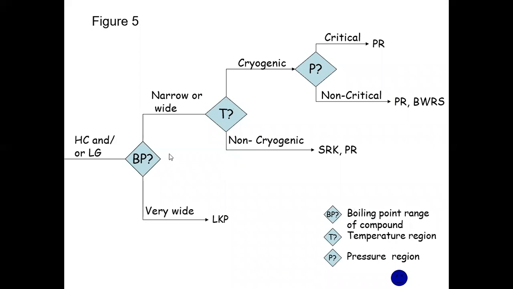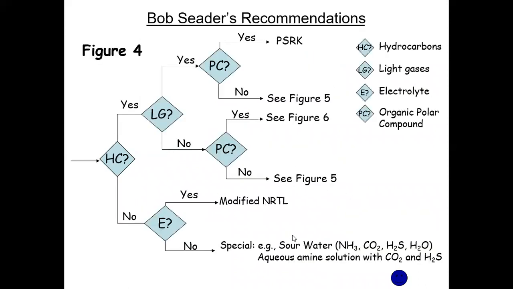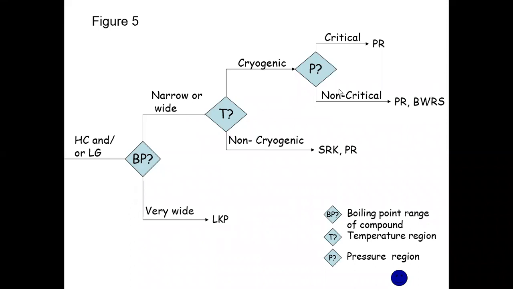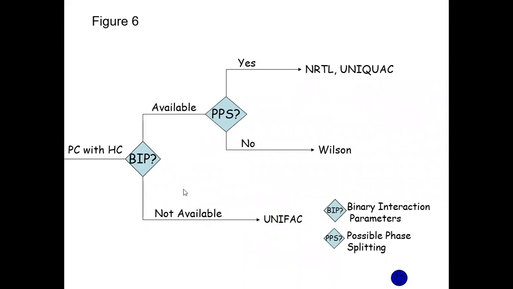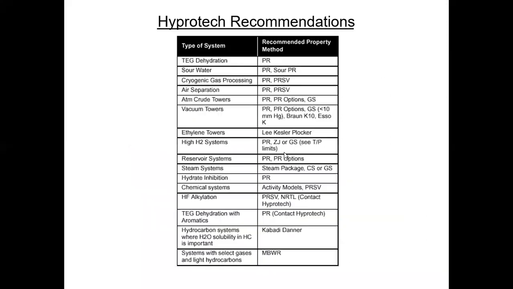Now, similarly, if we go back and see figure 6 here, if they are not light gases and there are some polar or non-polar components, in that case again we will see BIP, which stands for the binary interaction parameter. If the binary interaction parameters are available, then we check if there is phase splitting or not. So it's a really detailed flow chart. You need to look at your components, and based on this you decide your equation of state. There is also a recommendation table from Hysys itself.